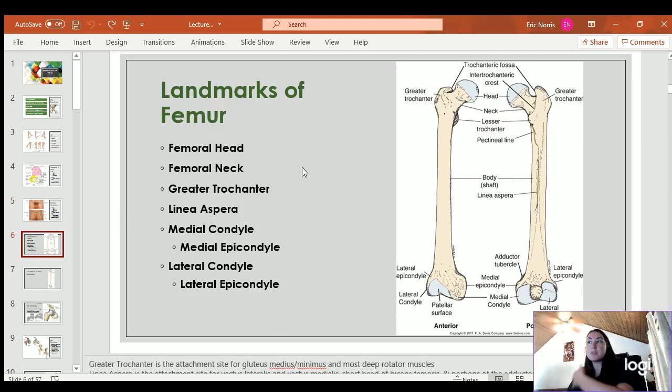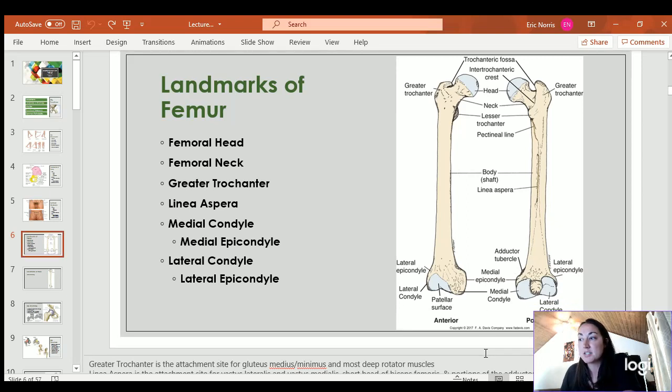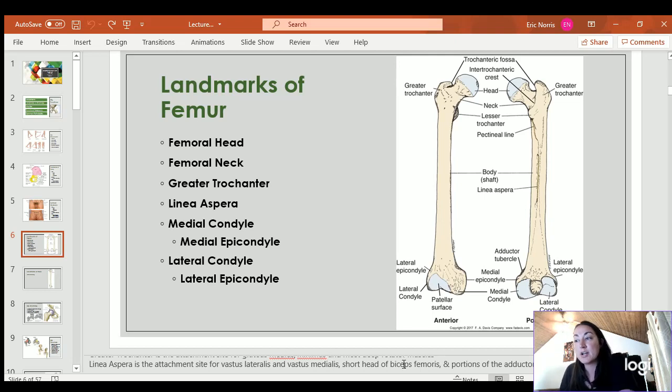Landmarks of the femur. So we start out with the femoral head down to the neck. The greater trochanter is the outside portion that you can feel when you palpate your hip. And then the linea aspera is on the posterior aspect, and that is one of the attachment sites. So the vastus lateralis, vastus medialis, short-headed biceps femoris, and portions of the adductors. So portions of the hamstring muscles and the adductors connect on this line right here, the linea aspera.